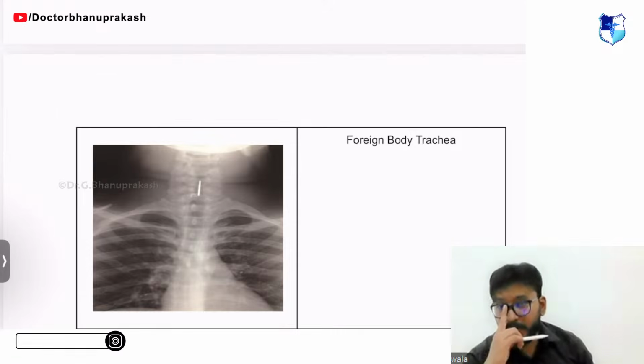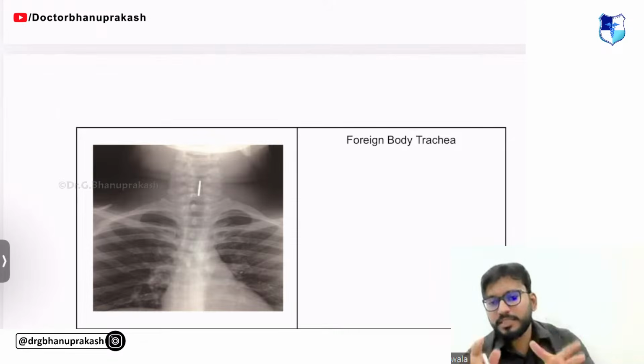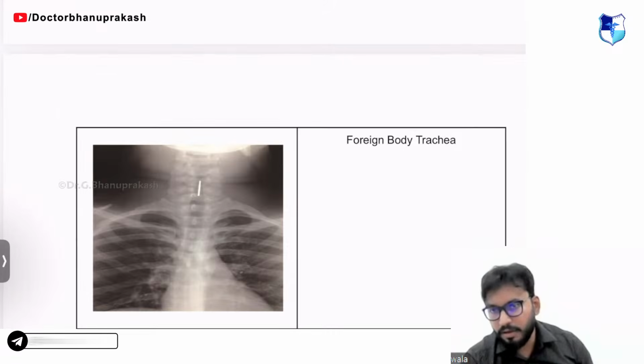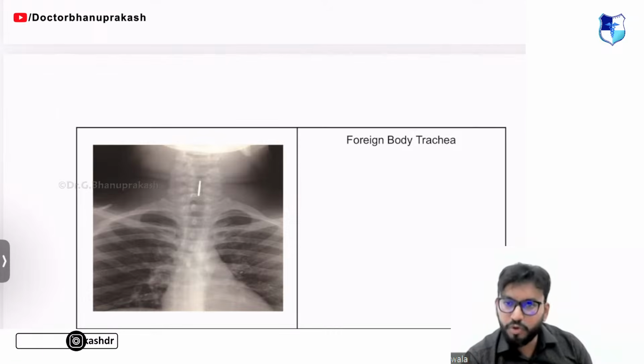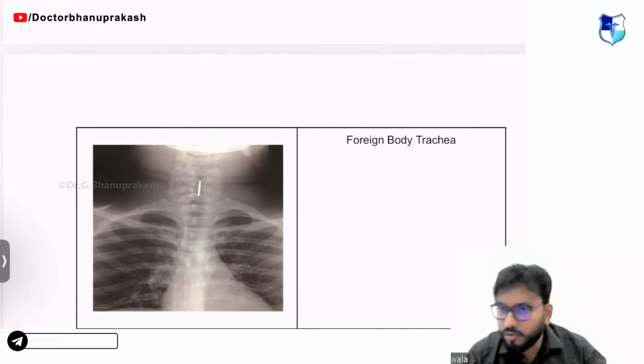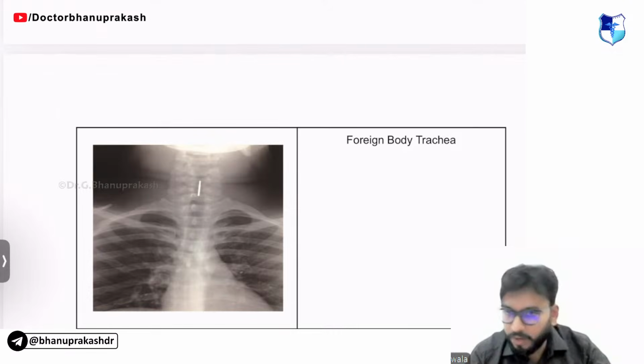The patient is symptomatic. The most common site where a coin is lodged in the esophagus is the cricopharyngeal junction. It can be taken out by esophagoscopy. And if it is in the trachea, it can be taken out by rigid bronchoscopy. Remember, guys, rigid bronchoscopy, not flexible.